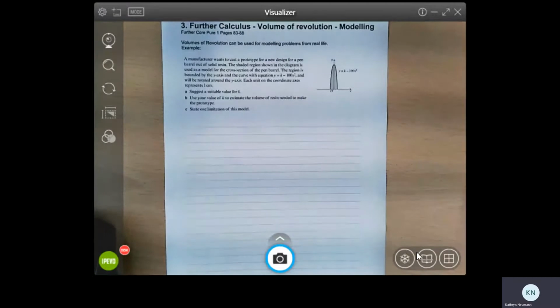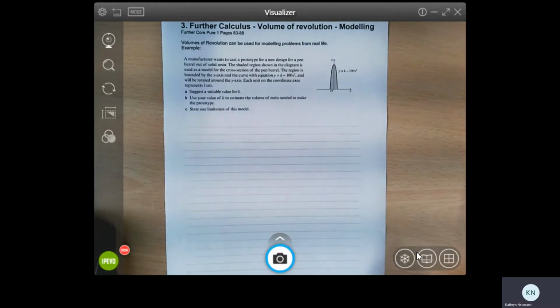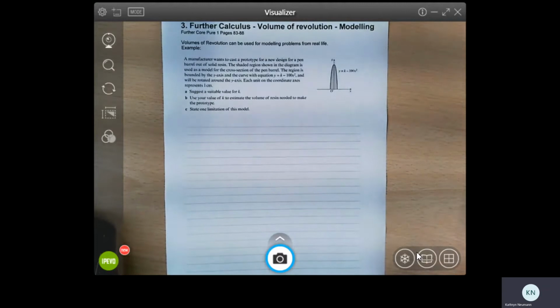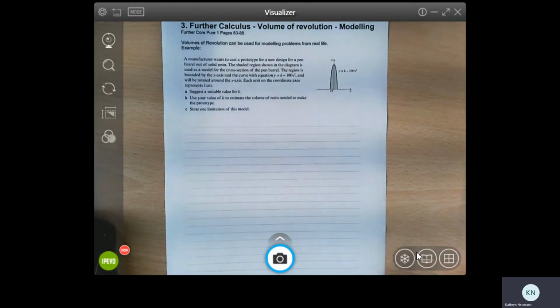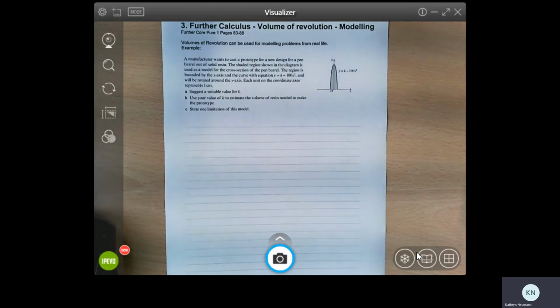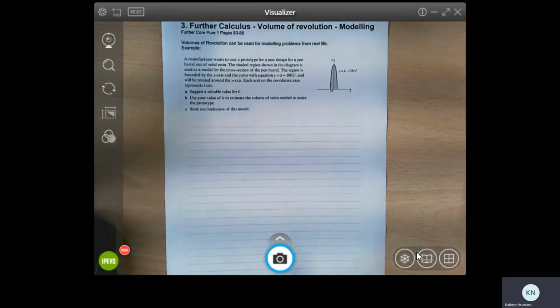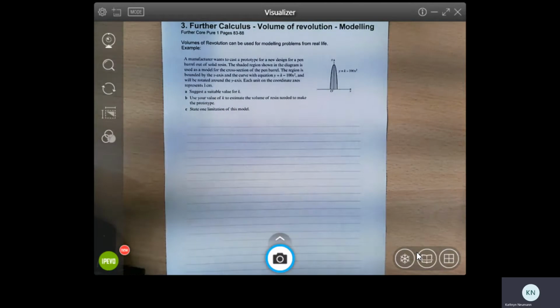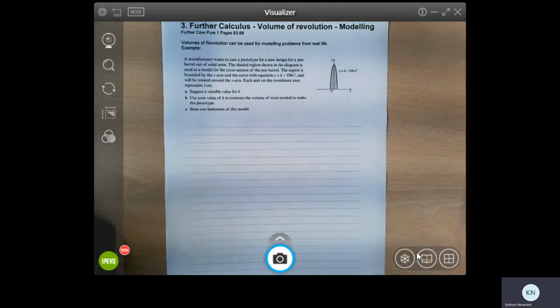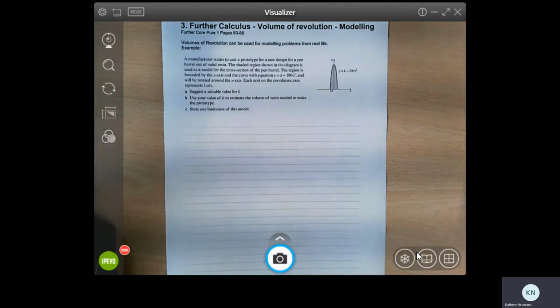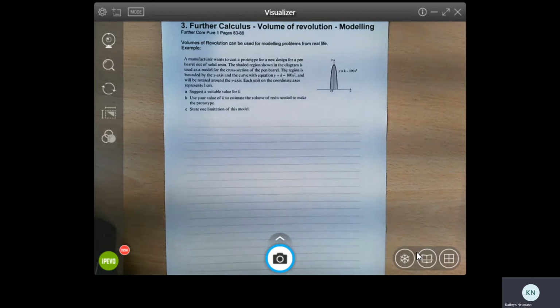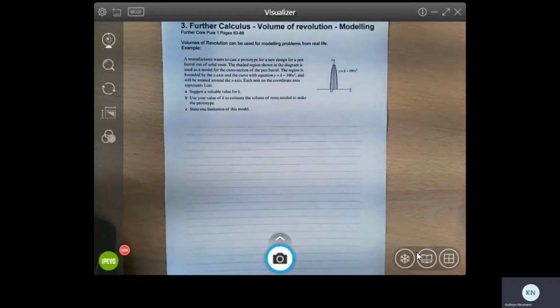Hello and welcome to the second Core Pure Maths video on volumes of revolution. And this time we're going to look at a modelling question. Volumes of revolution can be used for modelling problems from real life, and examples of that often include things to do with bottles or containers. In this case, we're looking at a design for a pen. So try to picture the situation, because that can really help you understand what's going on.